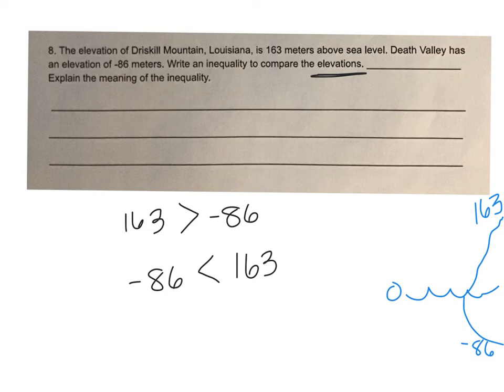Yep. And then it says that you were to explain the meaning of this inequality. So I feel like you kind of already did this. You were talking about how the mountain is up higher, so it's bigger. And greater than 0. And greater than 0, and greater than a negative number. Yep. And that's kind of what the inequality is explaining, that the positive 163 is bigger, higher, worth more, whatever, than the negative 86. I agree. So make sure your explanation was something similar to that, put into words in a good sentence. Don't forget your capital letters and your punctuation, and you're good to go.